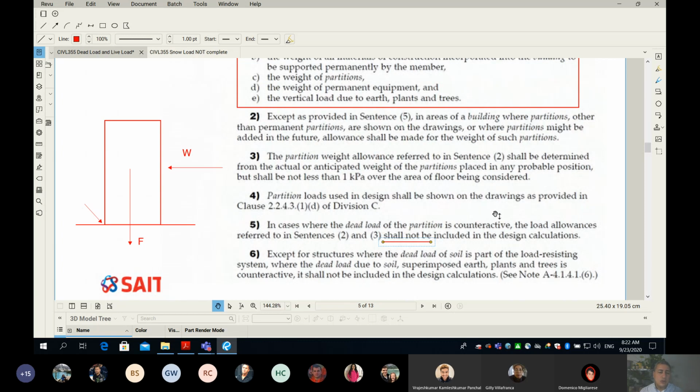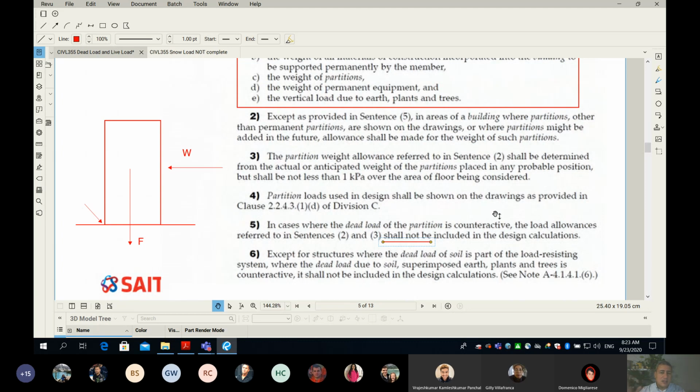Number 3, how do we estimate the load of the partitions? It is not very difficult. The load of the partition is simply what is the partition. So the partition can be a concrete masonry wall. It can be just a 2x4 with some gypsum board on both sides. It can be metal stud. It can be whatever it can be. So statement number 3 says the engineer or the designer shall determine the load of the partition based on the type of the construction of this partition.